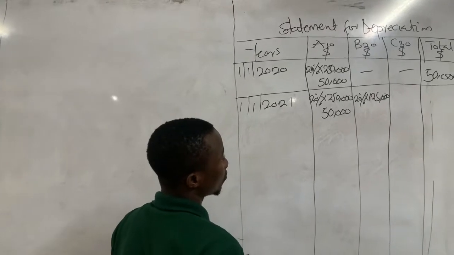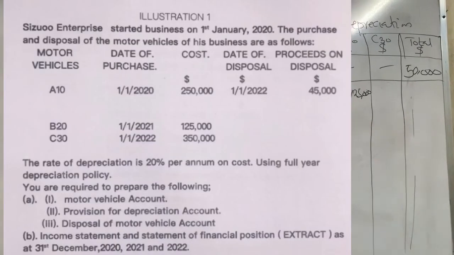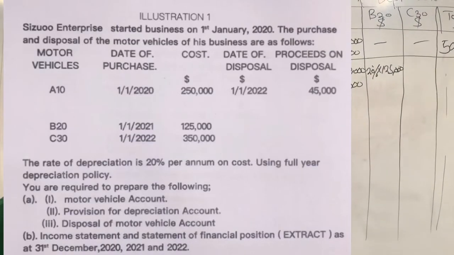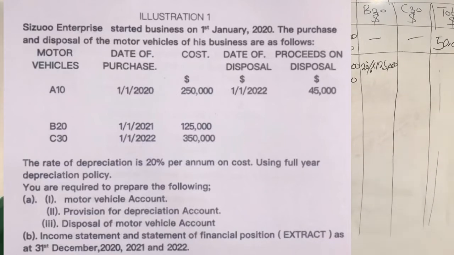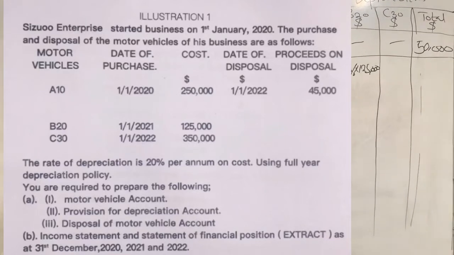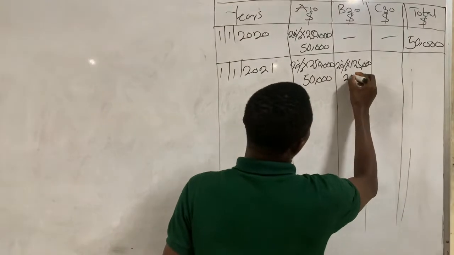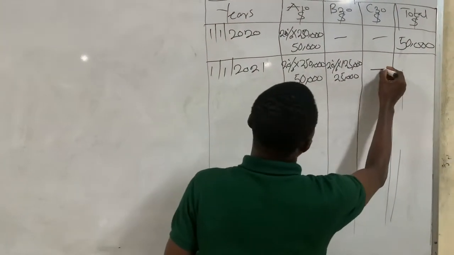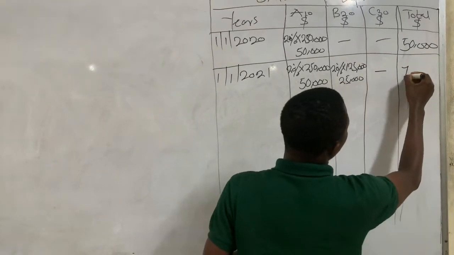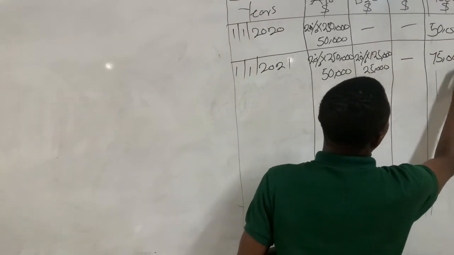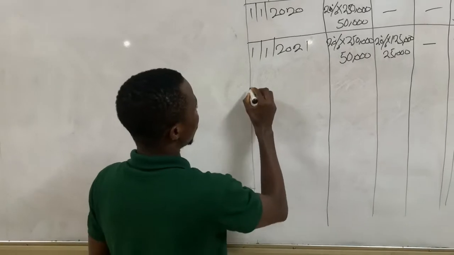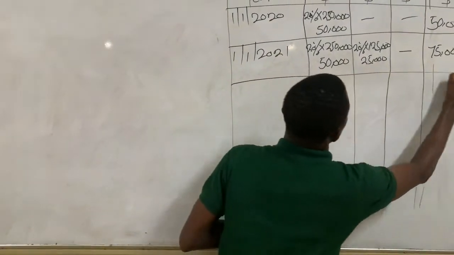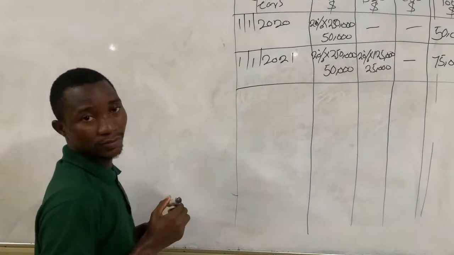$125,000. Is that okay? So we are going to apply the 20% on $125,000, and this is going to give us $25,000. We didn't acquire this, so the total will be $75,000. We are done for 2021.